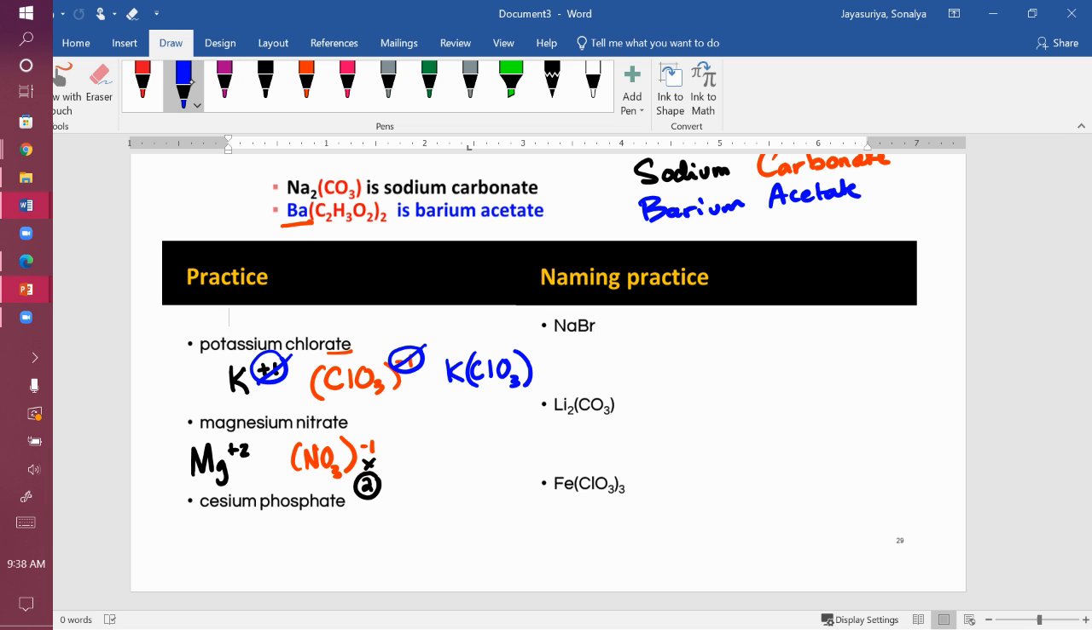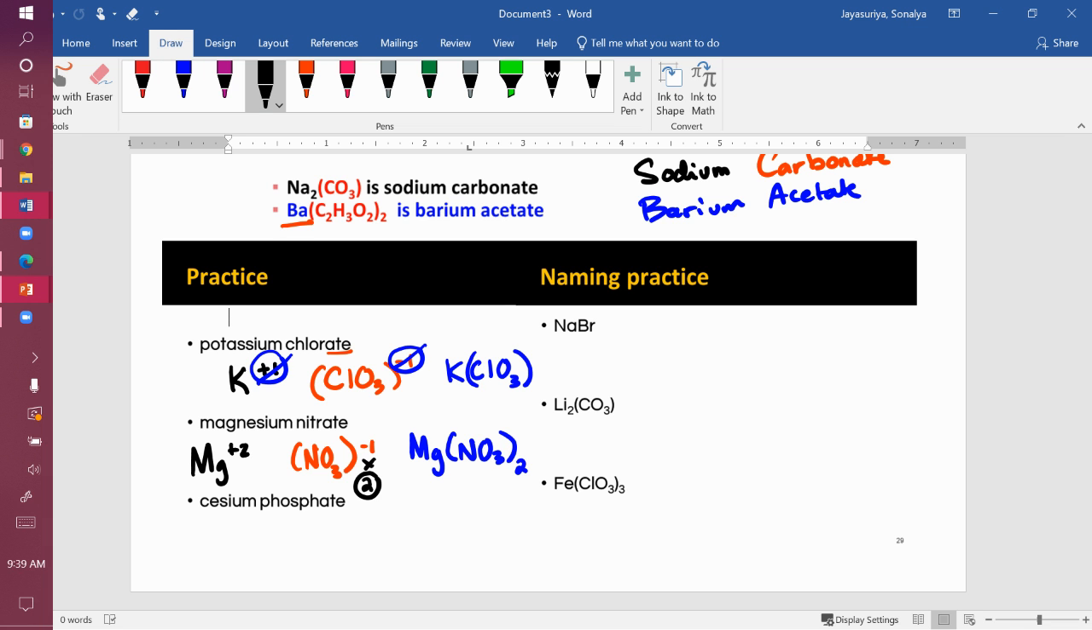So here's my balanced compound, Mg parentheses NO3. Make sure to write the full formula NO3. Then my multiple becomes my subscript outside the parentheses, indicating that I need 2 units of nitrate to balance out my 1 unit of magnesium.